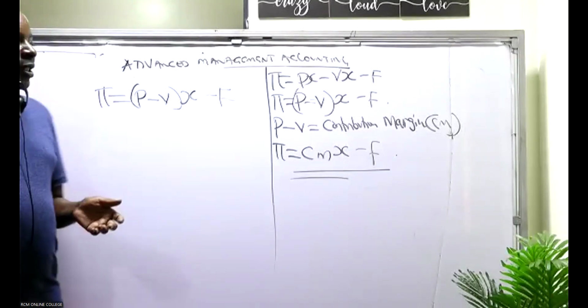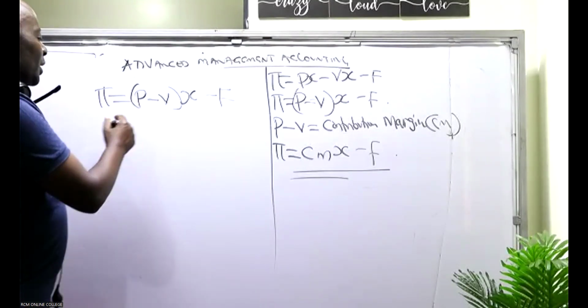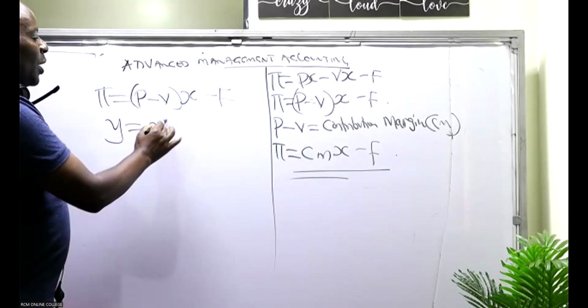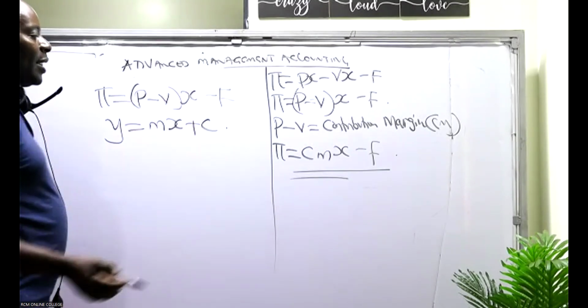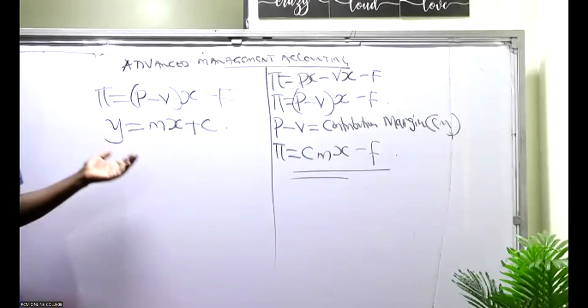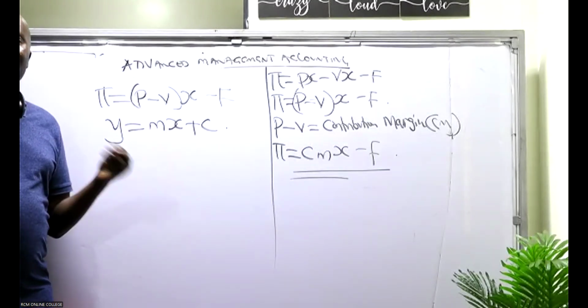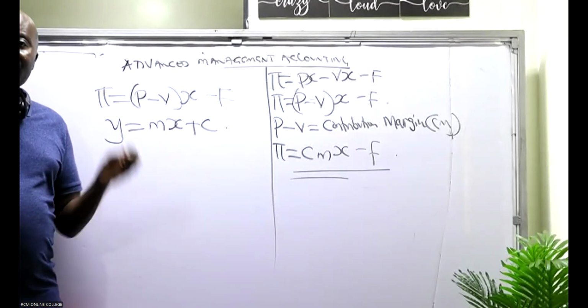And if you look at this line, it looks like this: y equals mx plus c. So the line is a straight line. So we are talking about the linearity assumption.